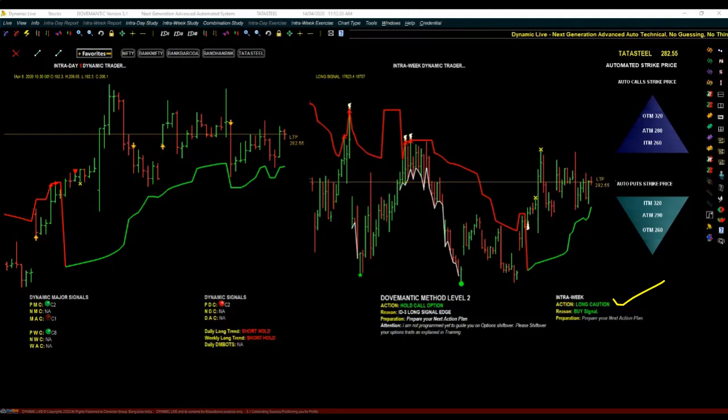Right? Now, these were the stocks that we were seeing. If you have any other stock of your choice, you can suggest it to me now. We can go through that.